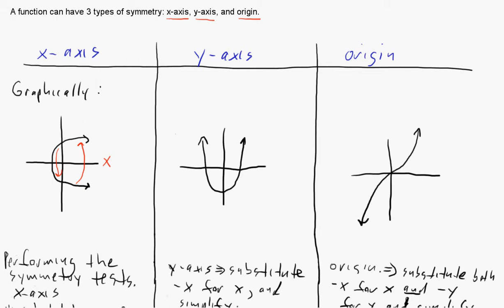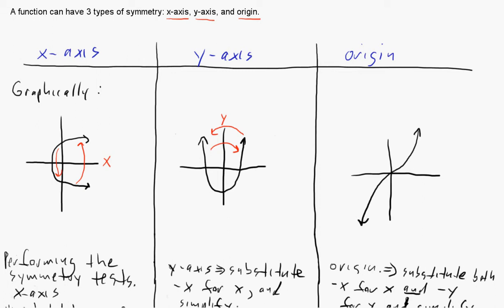Y-axis symmetry is the same, except that the y-axis is acting as the line of symmetry. I can flip the right side onto the left side, or the left side onto the right side, and they fold exactly onto each other, and if I were to flip the graph over the y-axis, you wouldn't be able to tell the difference. It would look exactly the same.